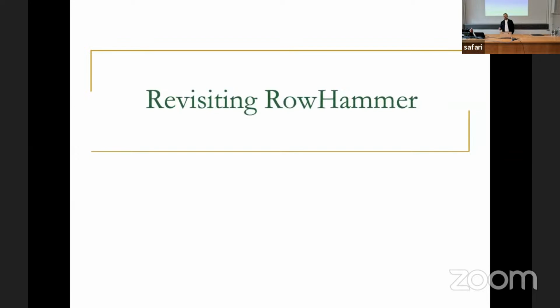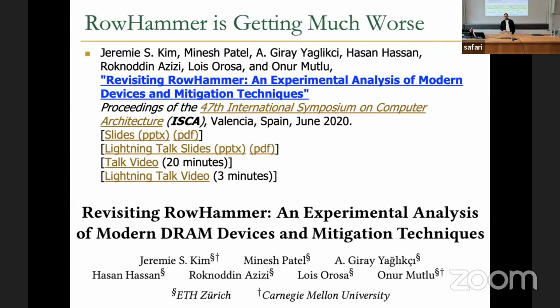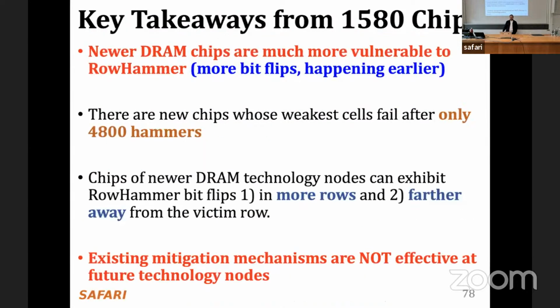So the first paper that we will go through, or the set of experimental characterizations, is Revisiting RowHammer. This paper was published in ISCA 2020, which is one of the top conferences for architecture. In this study, we test more than 1.5K chips, and we show that newer DRAM chips are more vulnerable. This is the main key takeaway from this work.